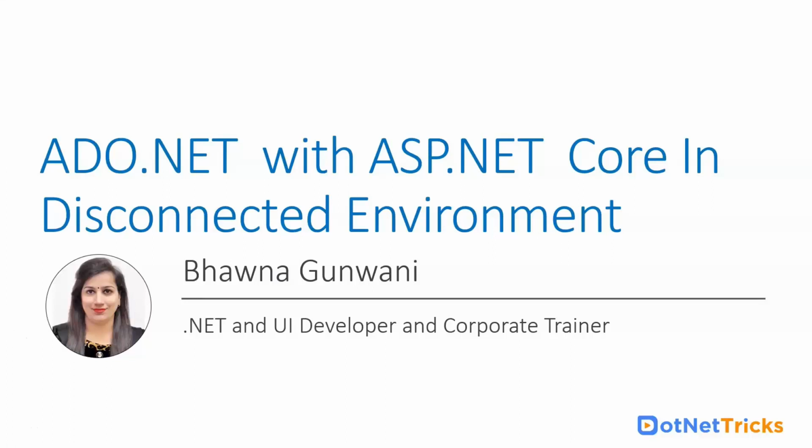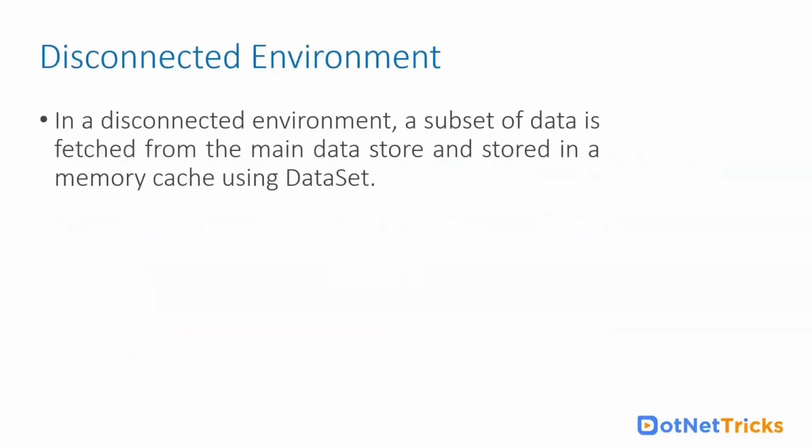Today in this session we will discuss database connectivity using the ADO.NET disconnected approach. Earlier we have already discussed the connected environment and completed the CRUD operations with best practices. So basically, in a disconnected environment, a subset of data is fetched from the main database or the data store and stored in a memory cache using data sets.